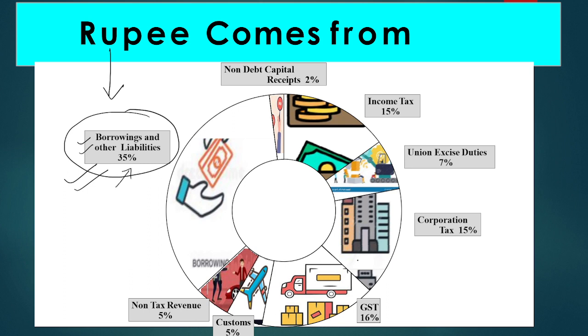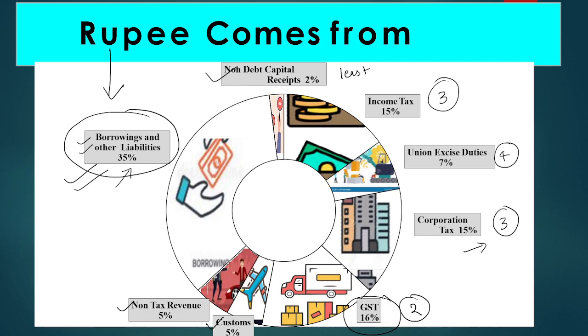And apart from this, the next point is GST collection, which is in number 2 rank from which we are earning. Number third is corporation tax and income tax as well. Next, from excise duties we are earning. And next is non-tax revenue and customs. And lastly, the least percentage from which we are earning is non-debt capital receipts.